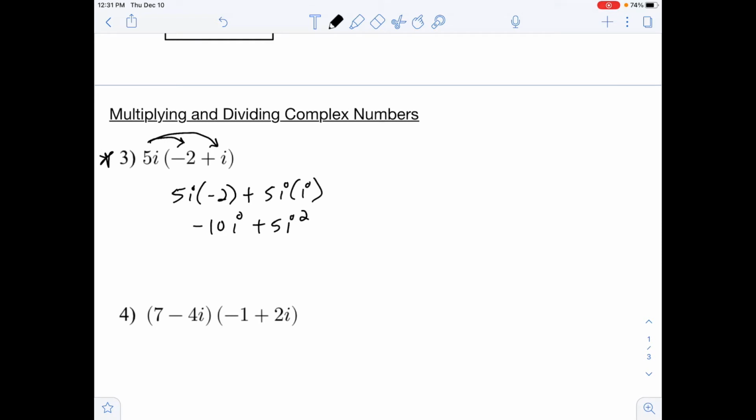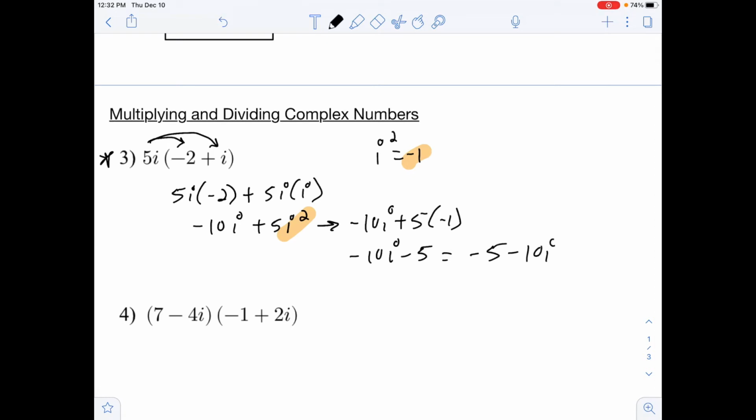Now remember back in the beginning, what does i squared equal? Well, i squared is equal to -1. So we can go ahead and say that this is -10i plus 5 times -1. We're replacing the i squared with -1. And then this would be -10i minus 5, which of course is not standard form. We always put the real number first. So we would just say that this is equal to -5 minus 10i. So we have it in the proper form. And that is the answer for number 3.